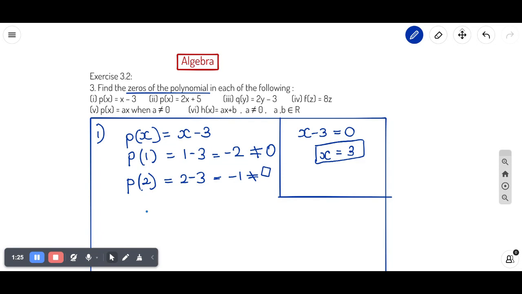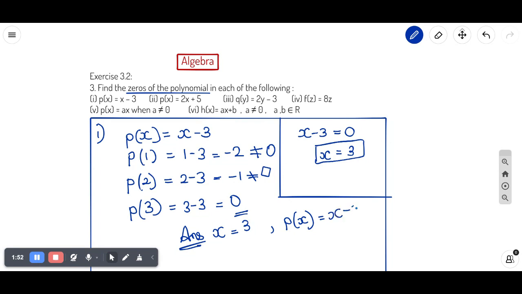Now let us test that. p of 3 is equal to 3 minus 3, equal to 0. So you have got the 0. The answer is x is equal to 3, the 0 of the polynomial p of x is equal to x minus 3. So you can use this trick for all the questions to find the 0 of the polynomial easily.